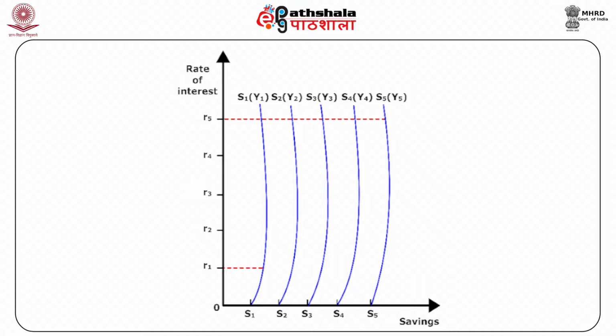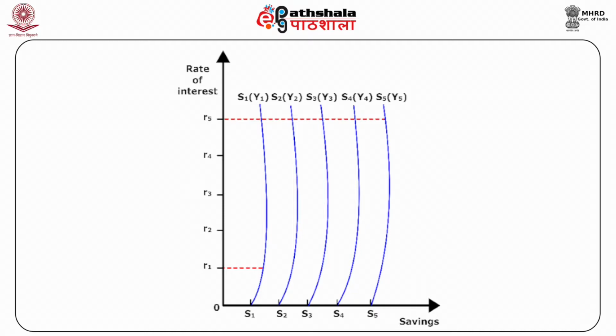Therefore, if we see this relationship in terms of derivatives, it would mean that the first derivative is positive with respect to rate of interest, but the second derivative is negative.